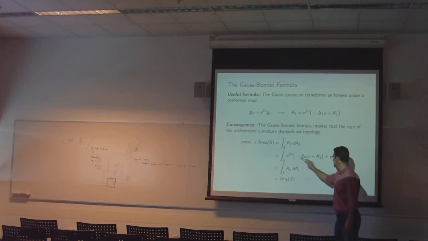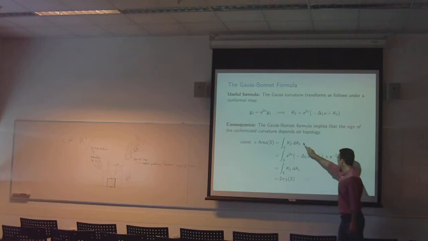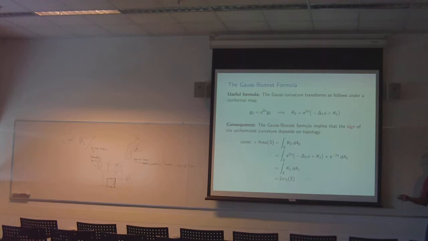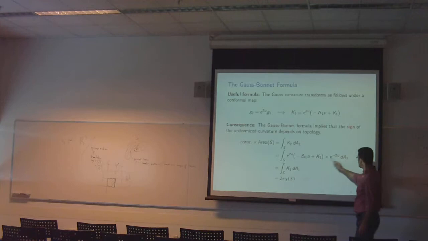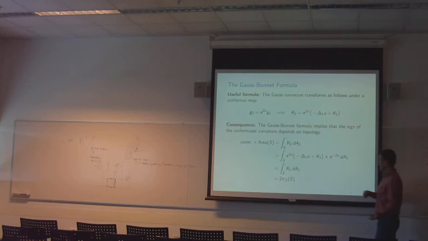This is for K2. The area element, the dA, has to scale as well, right? dA2 relates to dA1 by a scale, and that scaling is the opposite, it's e to the minus 2u. So these things cancel. And now you have an integral of two terms, the Laplace operator and K1. The Laplace operator, by integration by parts, disappears. And so you're left with the integral of K1 dA1, or 2 pi times the Euler characteristic of the surface, topologically.